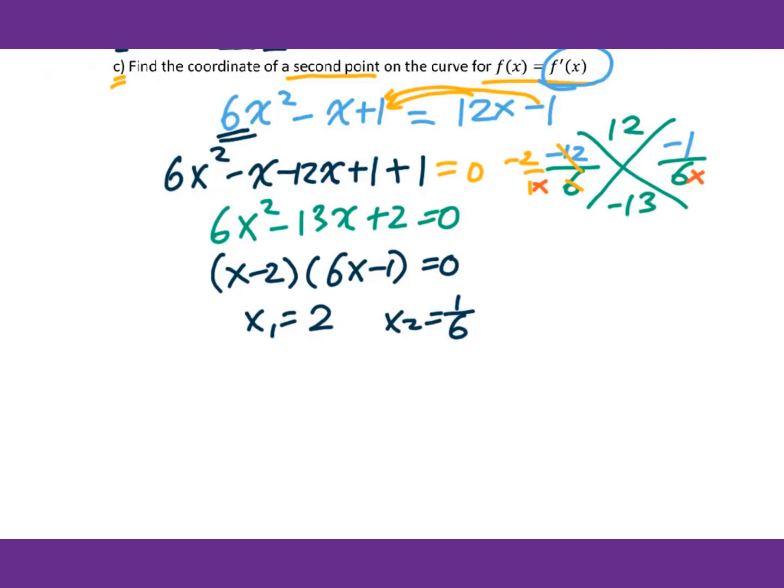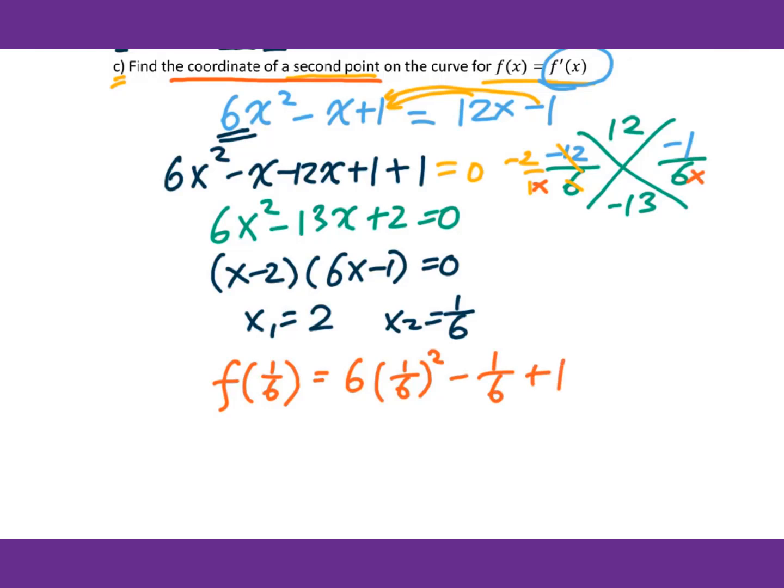Since we need the coordinates of a second point, I plug 1 over 6 into the original function. That is 6 times 1 over 6 squared minus 1 over 6 plus 1. We put it into the calculator, you will get 1. Therefore, the coordinates of the second point will be 1 over 6, 1.